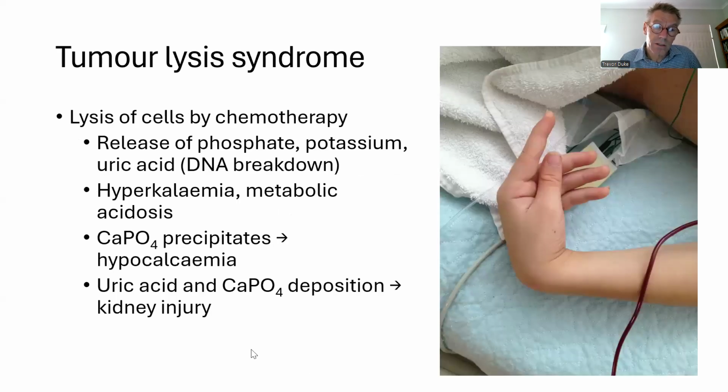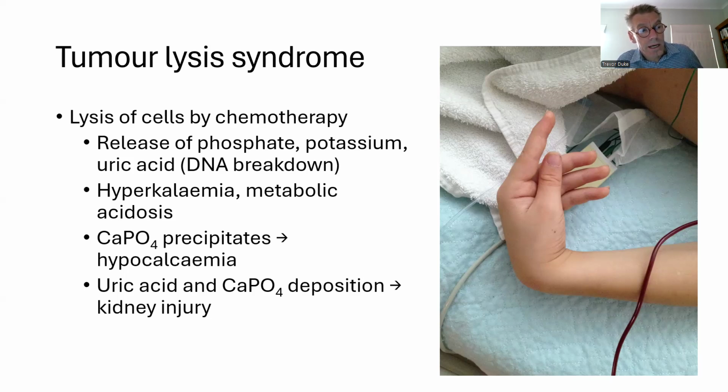I wanted to cover tumor lysis syndrome now, and many of you will have seen or heard about this, but it's simply that when you give chemotherapy, especially cytotoxic chemotherapy, you get lysis of cells. Sometimes you get it even when you start with steroids. The earliest phase of treatment, even starting steroids, can lead to a rapid lysis of malignant cells.